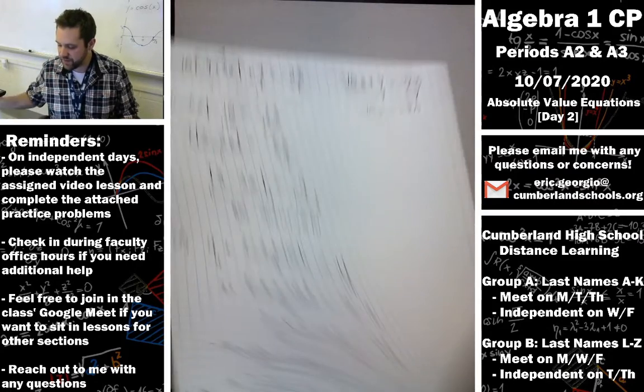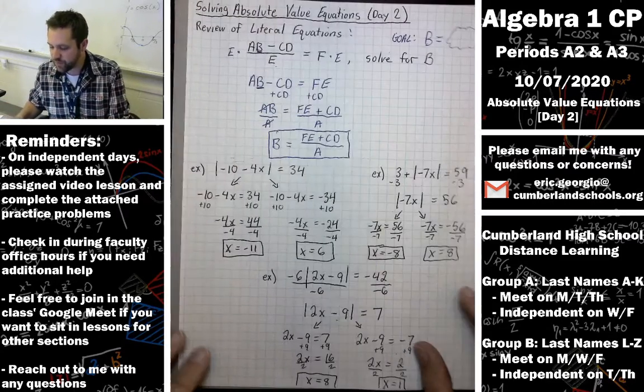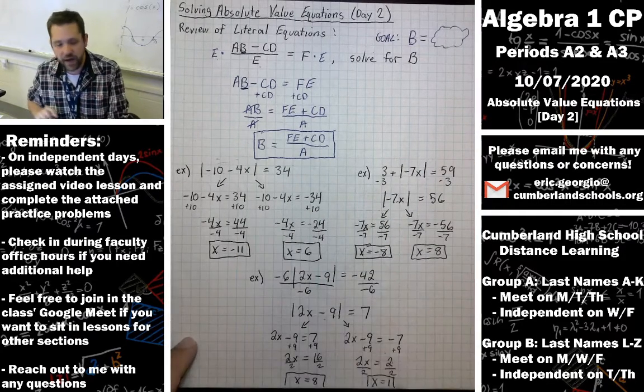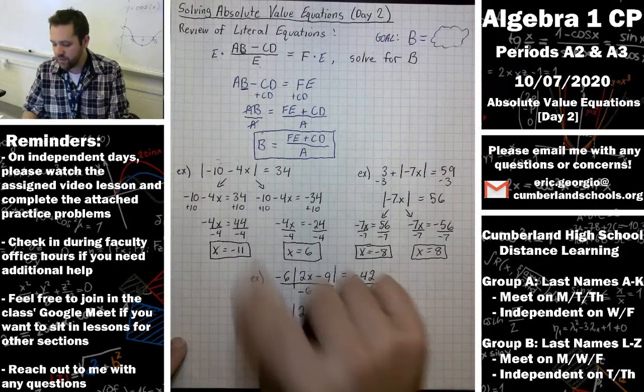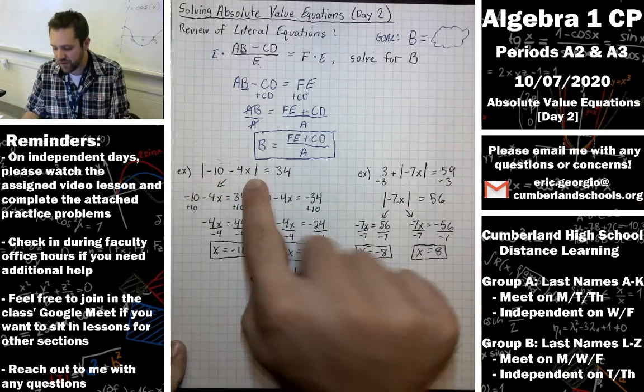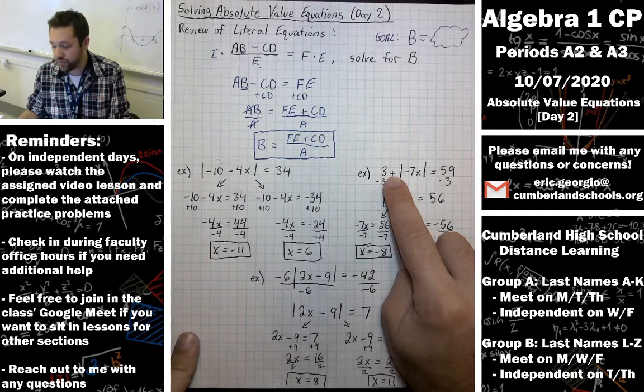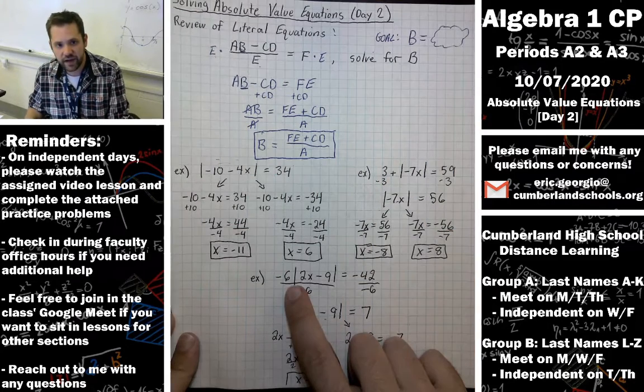Just a little recap of what we did today. We first started with reviewing literal equations. Another great example of that. We talked about some absolute value problems that we encountered yesterday. Ones that were just straight absolute value of a quantity equals a number, where you split. One that had an operation on the outside, like 3 plus, and one that had a multiplying on the outside.